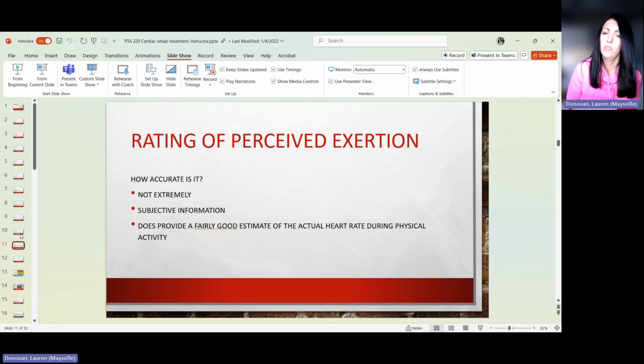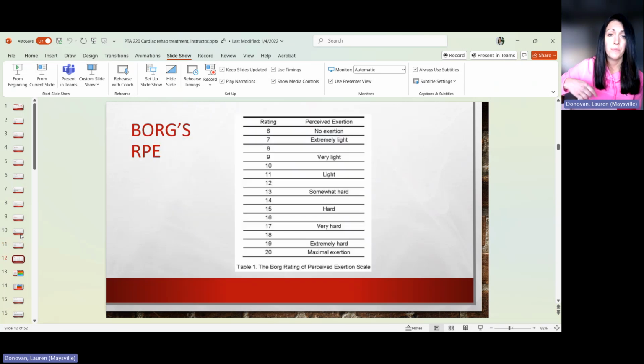Now, how accurate is it? It's very subjective, just like the pain rating scale. And it doesn't give you a fairly great estimate of the actual heart rate during physical activity. So that's why I think it's better just to go ahead and calculate heart rate yourself.